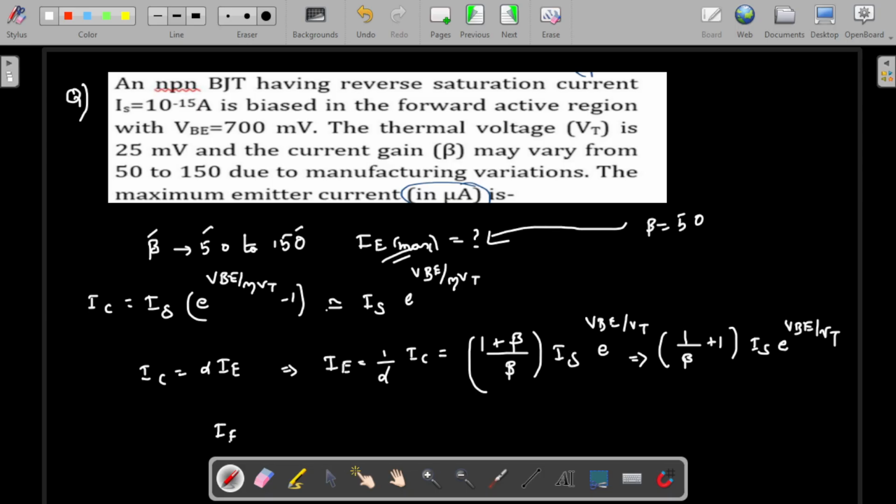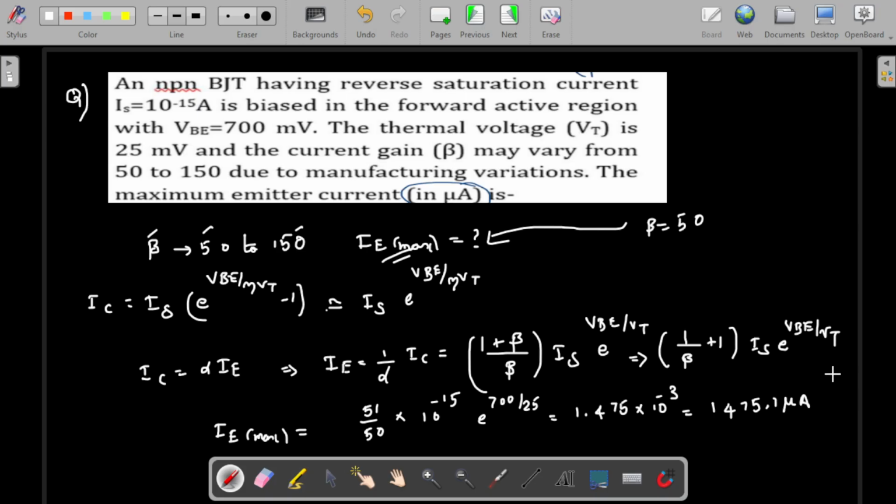So IE max can be calculated here. So that is equal to, if we apply 50, cross multiplying, so 51 divided by 50 into 10 power minus 15, that is given in the question, e power, I am taking the millivolt and cancelling the milli. So 700 milli and 25 milli, so milli cancelling. If you use the calculator here, we will be getting the answer that is 1.475 into 10 power minus 3. They are clearly asking in microamps, so let's move 3 points away. So then it is 1475.1 microamps. Okay.